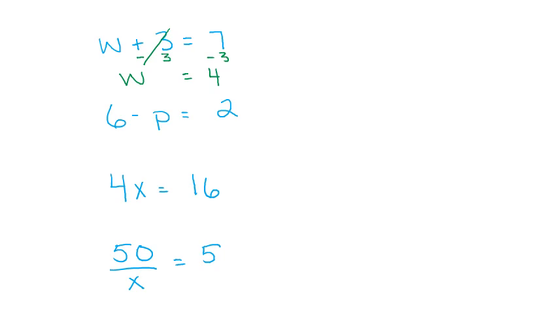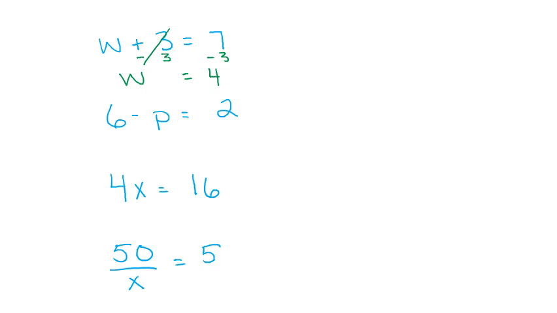6, take away something that we don't know, is equal to 2. So in this case, we could do it mathematically, but that ends up having a bunch of negatives and switching sides and whatever. It's kind of complicated. You will learn that next year or the year after. For now, let's just think in our heads.